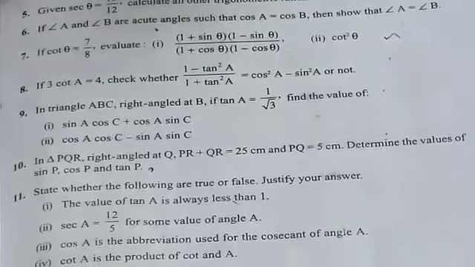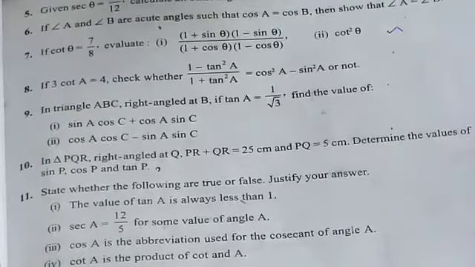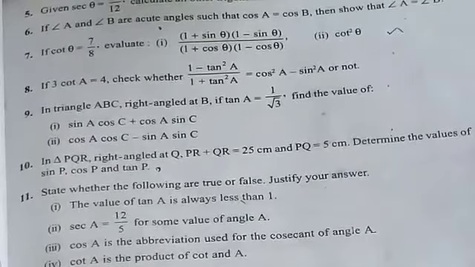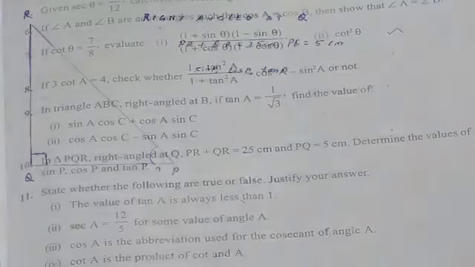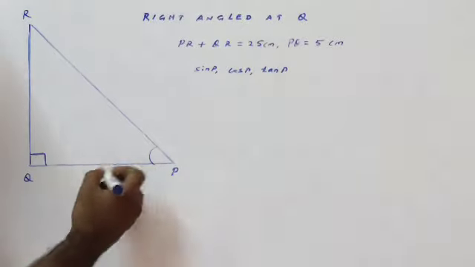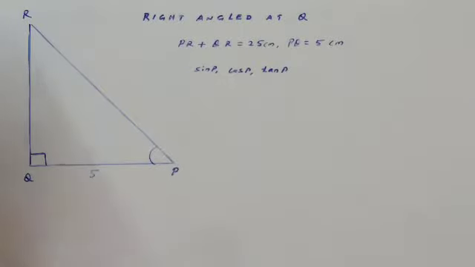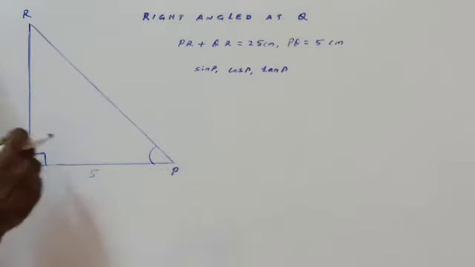Question number 10. In triangle PQR, right angled at Q, PR plus QR equals 25 centimeter and PQ equals 5 centimeter. Determine the value of sin P, cos P and tan P. Now listen. The side PQ is given as 5 centimeter, so put 5 here. And PR plus QR.